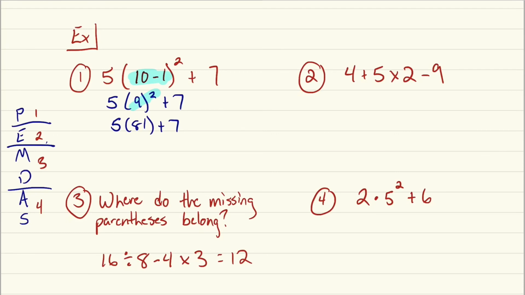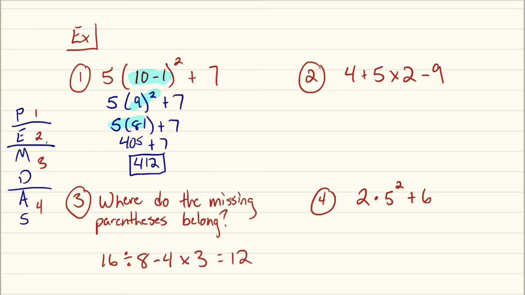So, our third step is multiplication or division. I take a look. Yes, I have multiplication right there on the left-hand side, so that's what I'm going to do. So we multiply 5 times 81, and we get 405 plus 7. There's only one thing left to do here, and we add 405 plus 7 to get us 412, and we're done.